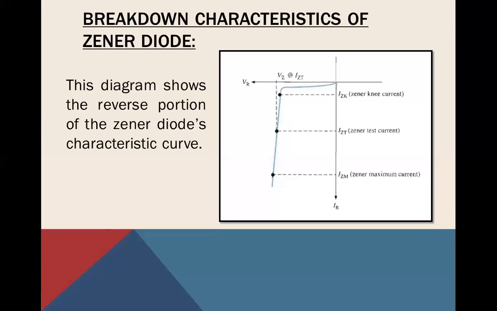Now, we can see that as the breakdown effect begins, the Zener impedance, that is the internal Zener resistance, decreases, with a rapid increase in Zener current and a slight increase in Zener voltage.